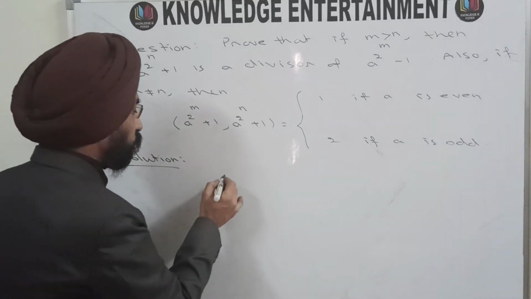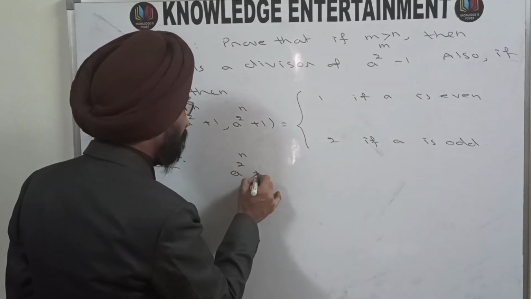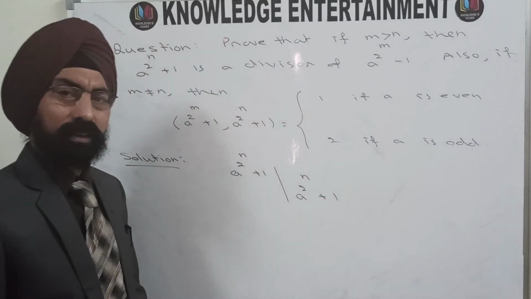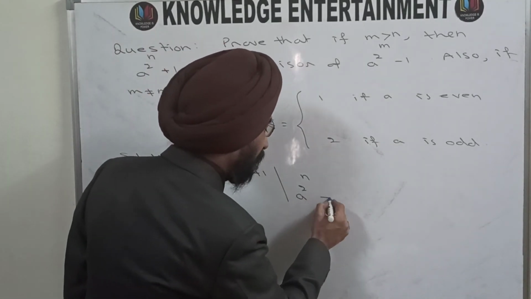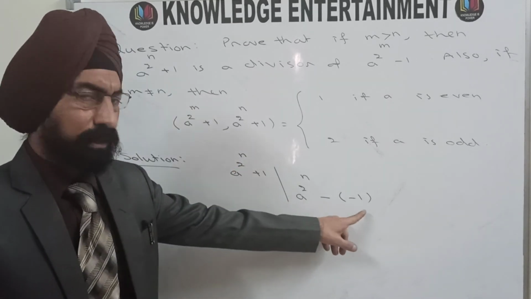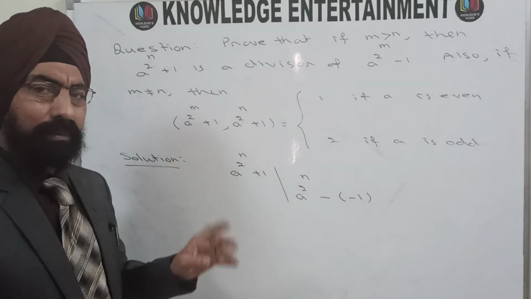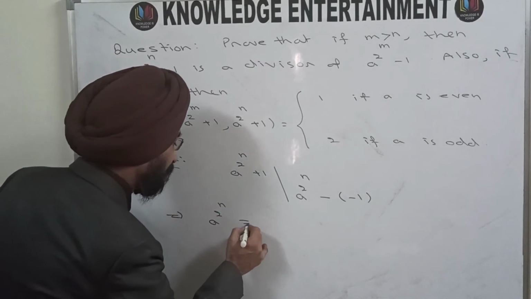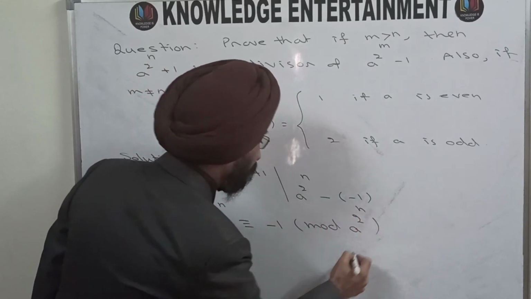One thing to be noted is that every number divides itself. So a raised to the power 2 raised to the power n plus 1 divides a raised to the power 2 raised to the power n plus 1. This is very much clear. Now, I can write this plus 1 as minus 1 and read it like this: m divides a minus b means a is congruent to b modulo m. So I am writing this in congruence form. A raised to the power 2 raised to the power n is congruent to minus 1 modulo a raised to the power 2 raised to the power n.